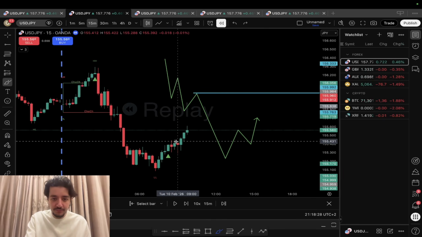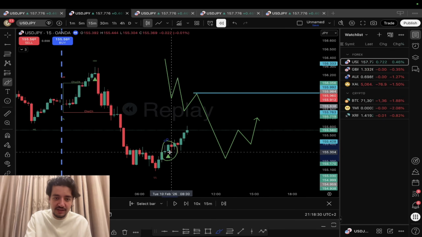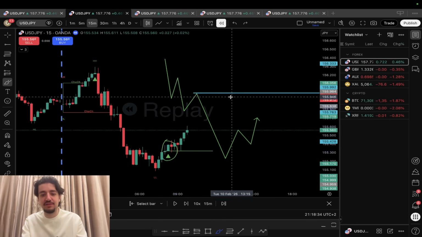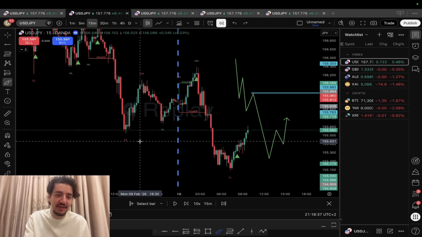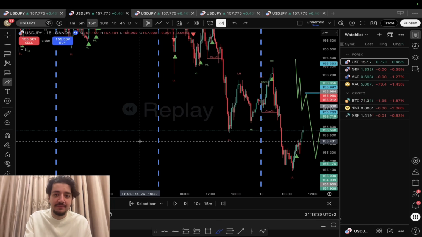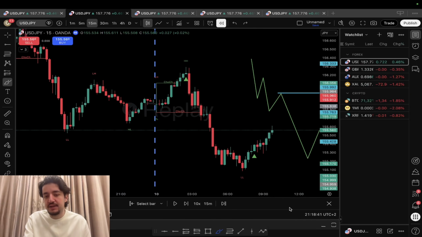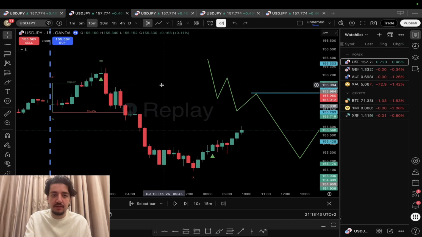Got it? Actually, this is my strategy. You see how we tapped the no-wick candle? Once we tapped it, we rejected from there. That's basically it for my strategy. That's how simple it is. But as I said, there are way more confluences that you need to follow.